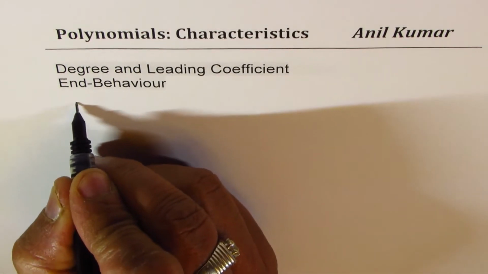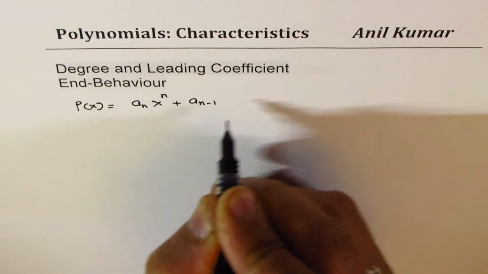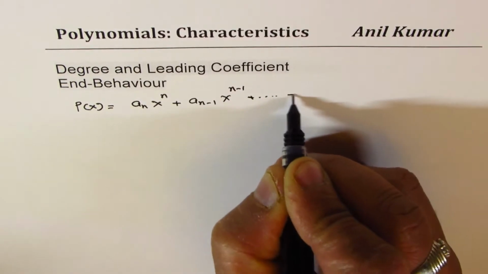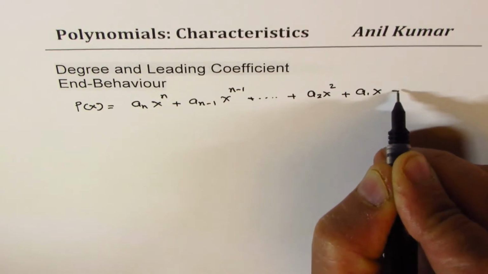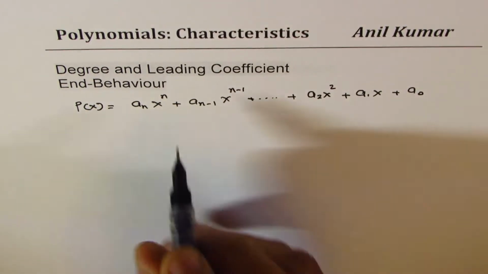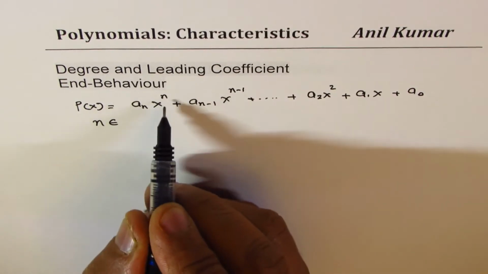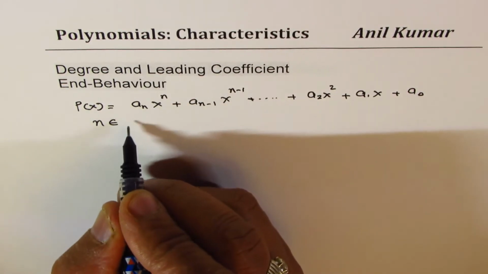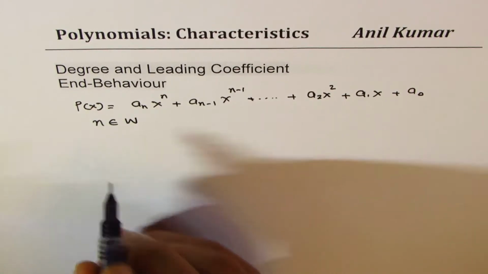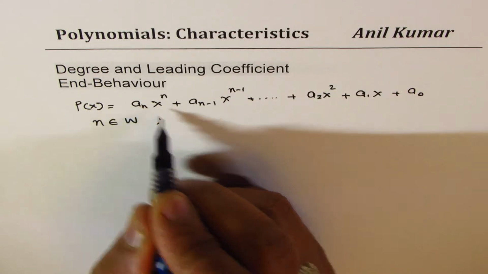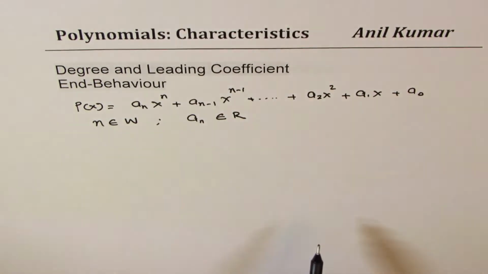In general, a polynomial function could be written as p of x is equals to an x to the power of n plus an minus 1 x to the power of n minus 1, and so on, let's say a2 x squared plus a1x plus a constant a0, right? Where n, which is the exponent, belongs to natural numbers or whole numbers, you can say, because it can be 0 also, right? So these are whole numbers. They cannot be fractions, right? And the coefficient an, let's say, belongs to real numbers, correct? That is what a polynomial is.